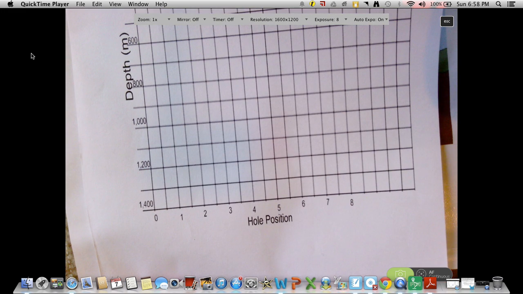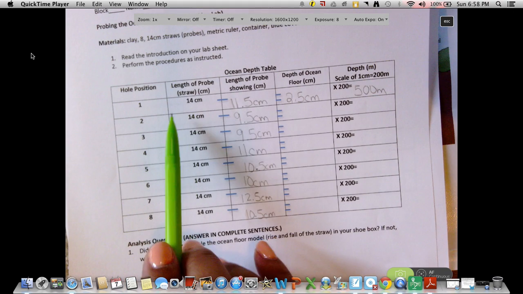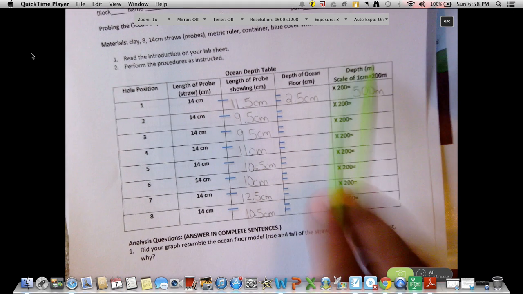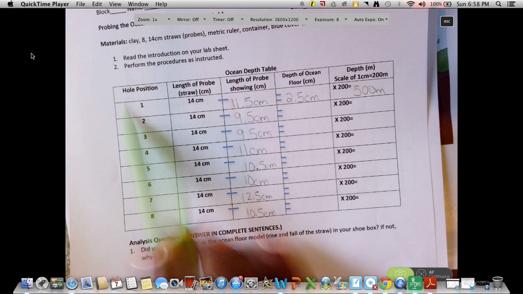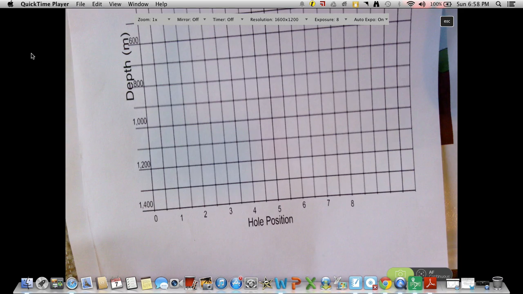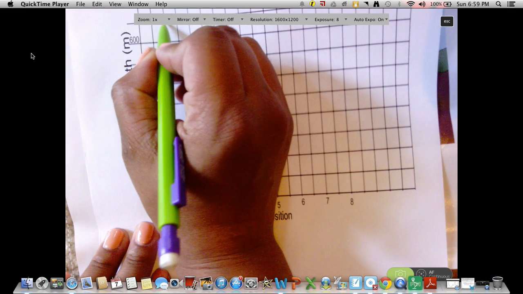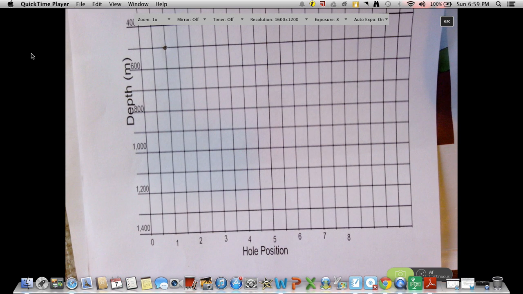So when we look at our data, we'll do the first one together. We'll notice that at location 1, we're at 500 meters. We're going to use the depth in meters and the position. So at location 1, we need to be looking at 500 meters, and we'll plot a dot at 500 meters. Then you're going to plot out each depth for each hole, and then you'll connect the dots and see what you have from there.